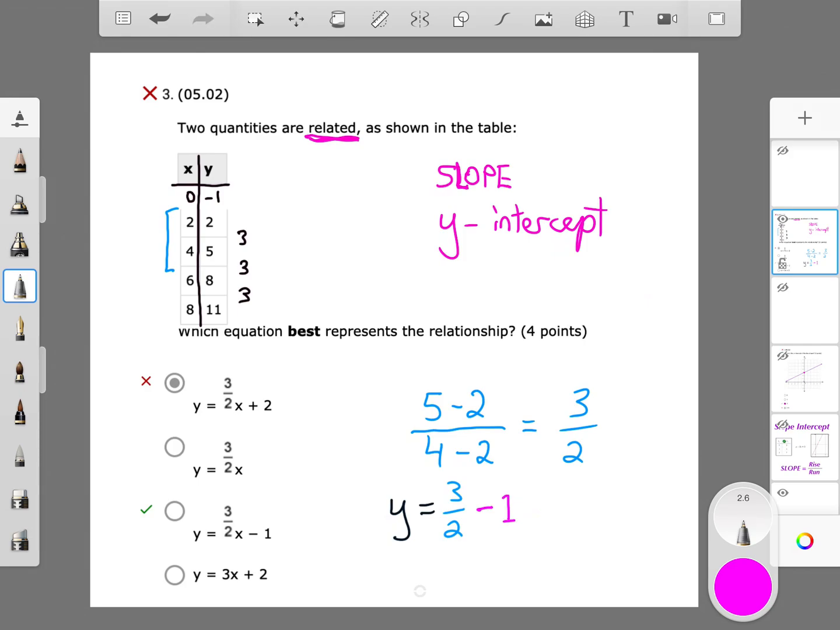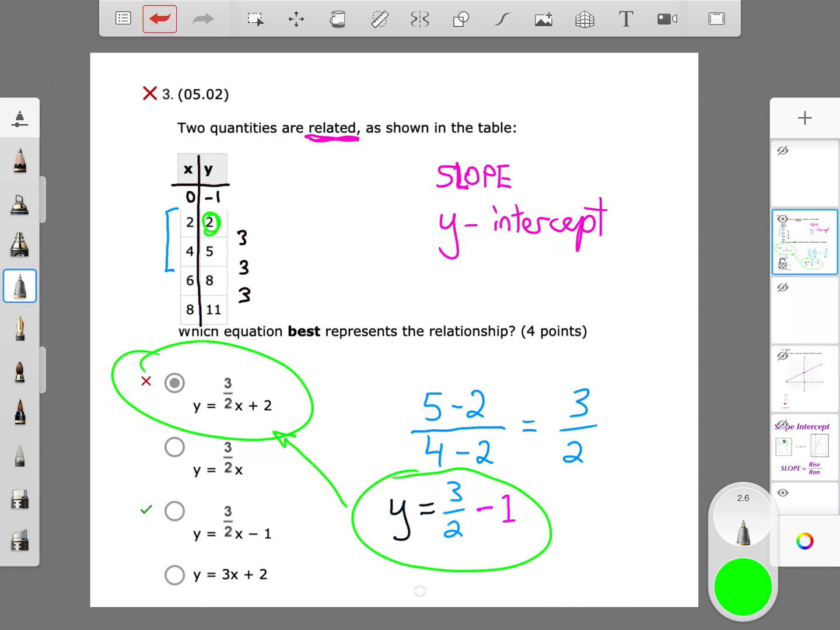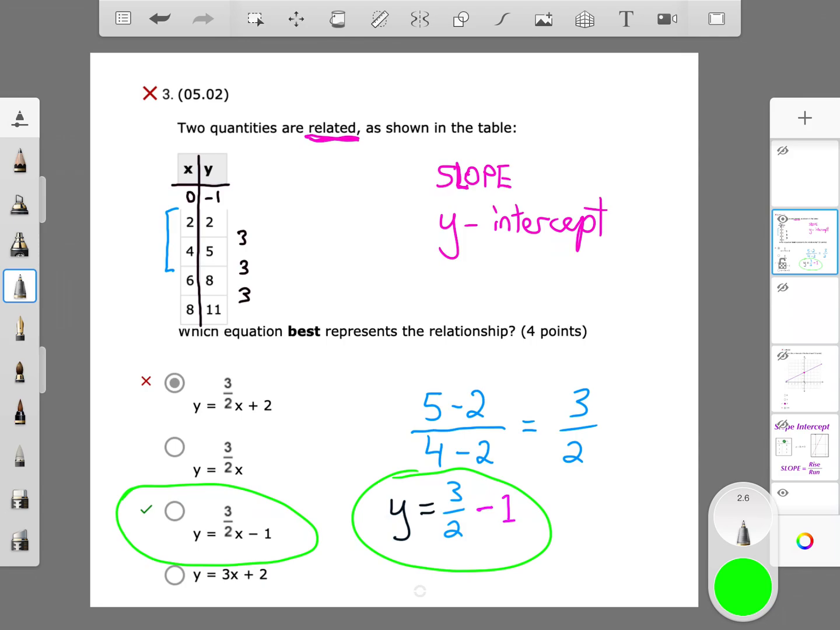Now we want to see if this equation matches up with anything over here. And it looks like when I pulled this example, this student picked plus 2 as the y-intercept, which is easy to do because the first value on the table is a plus 2. But that's not the right answer. We know that when x is 0, y has to be negative 1. 3 over 2 times x minus 1. That's our right answer. That's our best representation of the relationship.